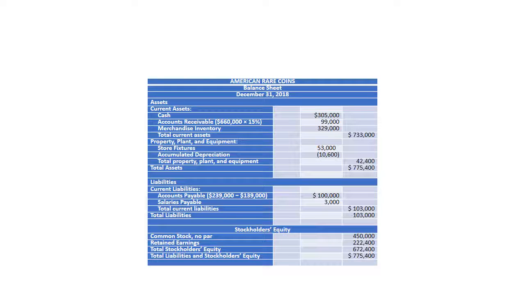They tell us the cost of goods sold amount, which would have been a debit to cost of goods sold of $250,000 and a credit to inventory of $250,000.